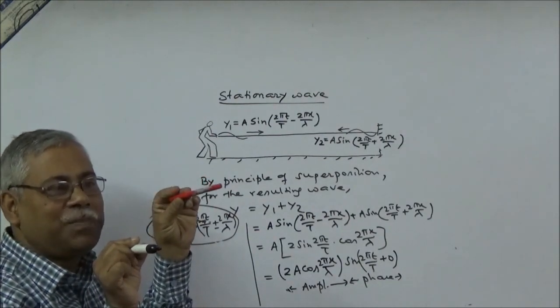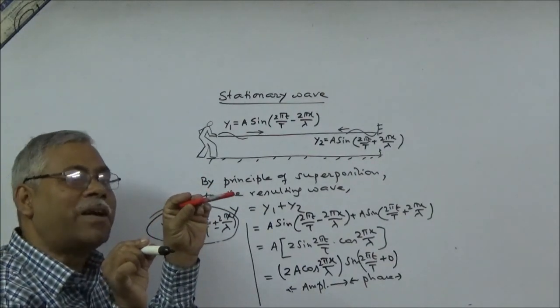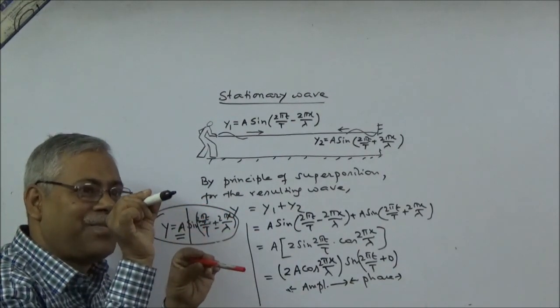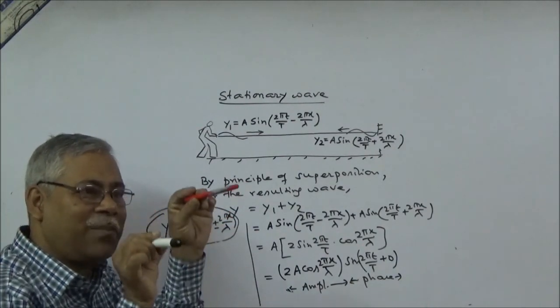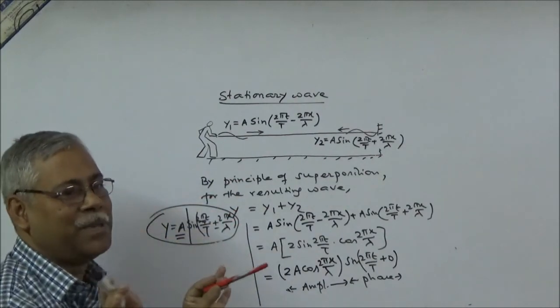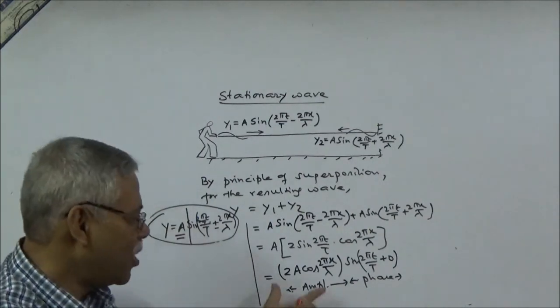But the amplitude of this particle is A, and the amplitude of this particle is also A. It is only a matter of time before this particle reaches the peak. Okay? This will come down, this will reach the peak. Each particle has amplitude A. Okay? And what do you find here?